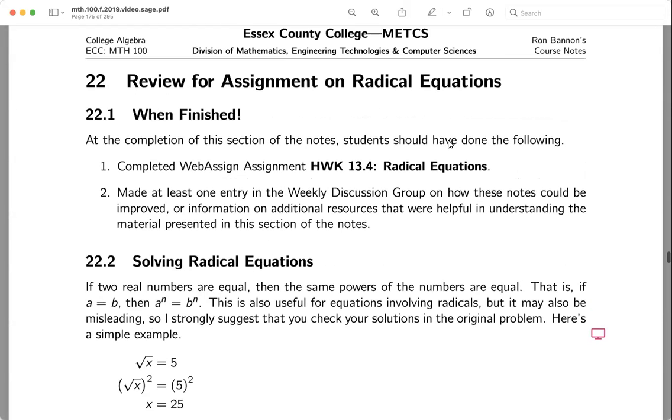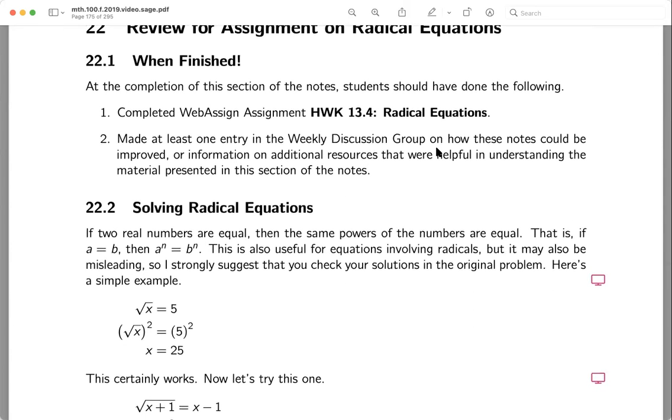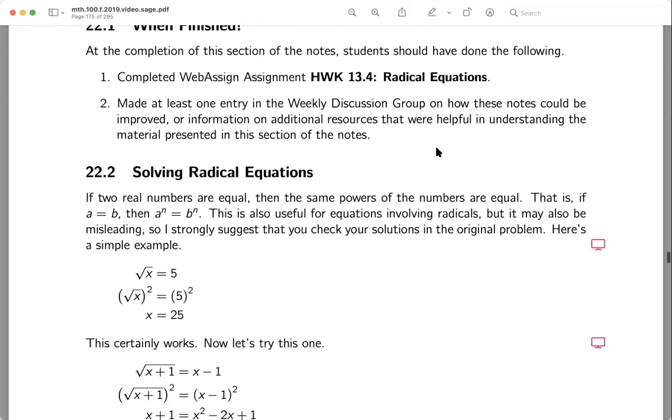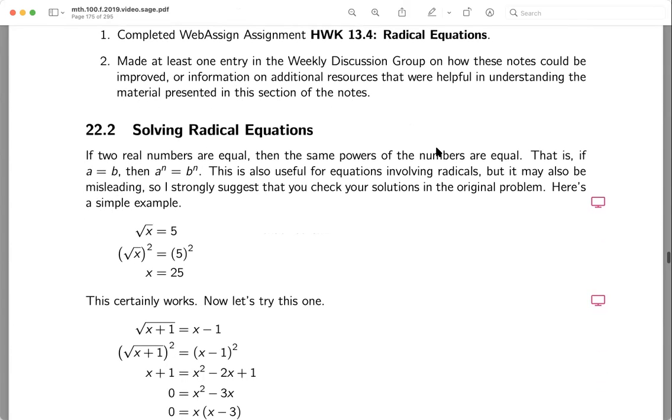Okay, we're in section 22. We just went through the lecture portion. Again, hopefully it made sense about what we were talking about. And we're solving equations that involve radicals now. And we have a method for it, and we'd like you to follow that method.